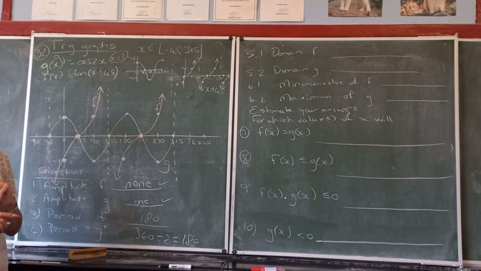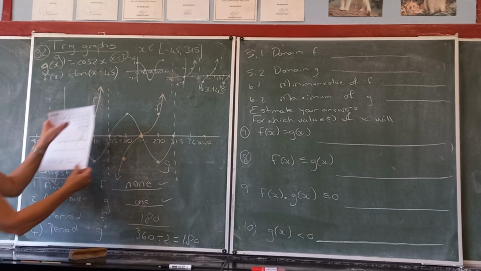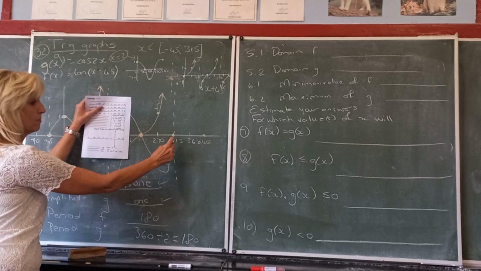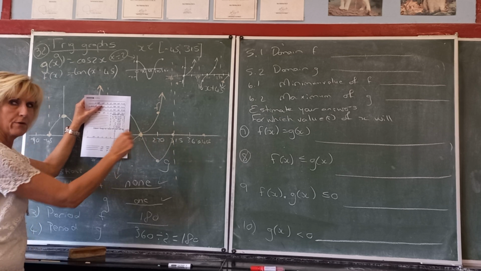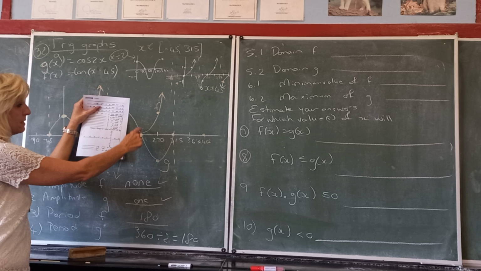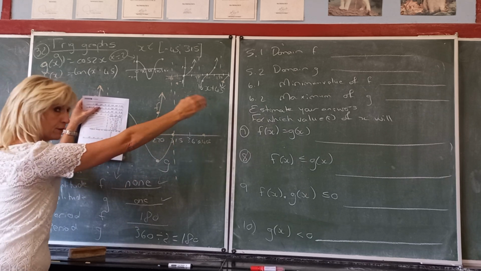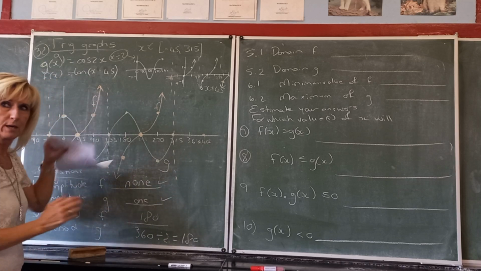Now guys, it's also going to happen that I might say only sketch this part of the cos graph. So there isn't even a complete cos graph. But what is the period? It's still 180. Even though I just have 3/4 of a graph there, it's still 180. Even if it's not finished, it's still going to be 180.